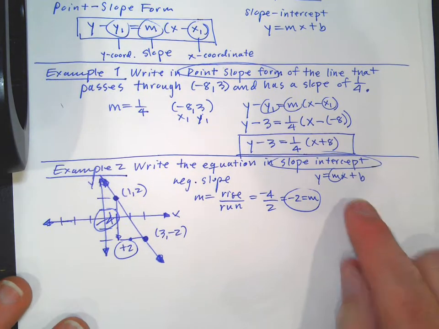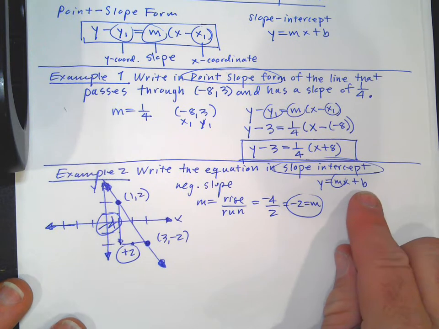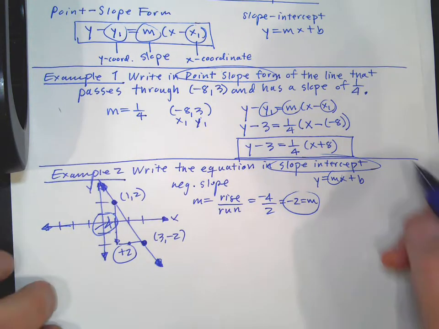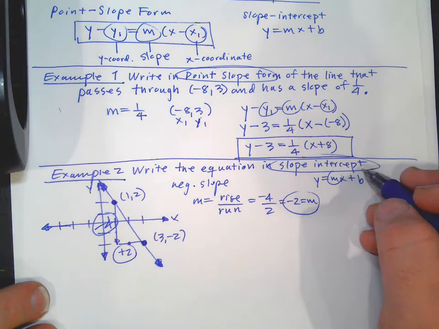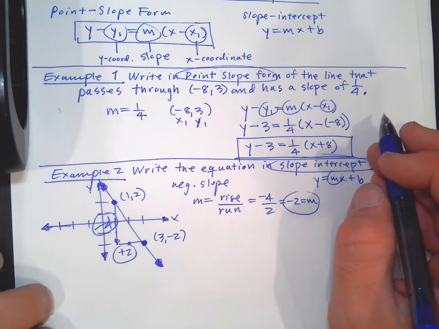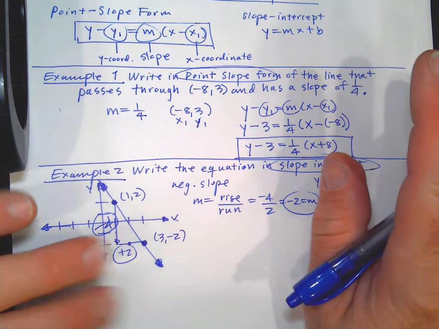Now, in the previous section, the y-intercept in this kind of problem would be obvious. It'd just be on the picture. And this one is not on the picture. So we can't use this equation to start with. We're going to use point-slope form. Okay? So we need to start with point-slope form.